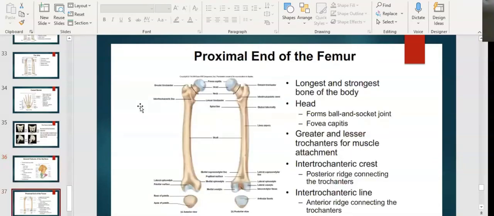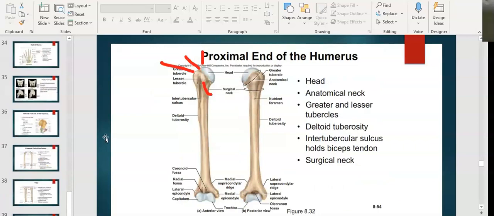Okay, so then we have the femur. This round part right there is going to be the femoral head. If we have a head, it's because we have a neck. Now, after the neck, we're going to have 2 bumps in there. This is going to be the greater trochanter, and this is going to be the lesser trochanter. Okay, that's what you have in there, the trochanters.